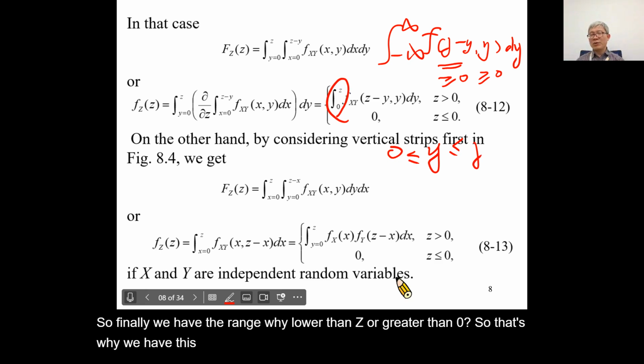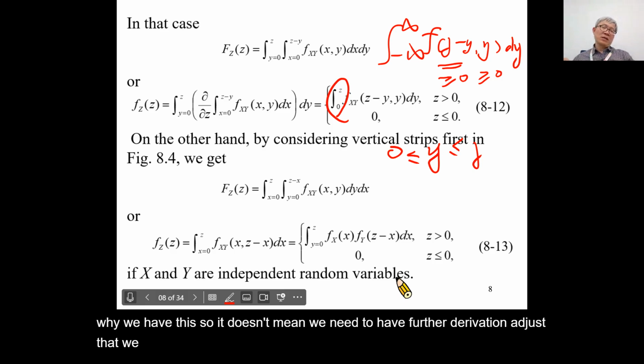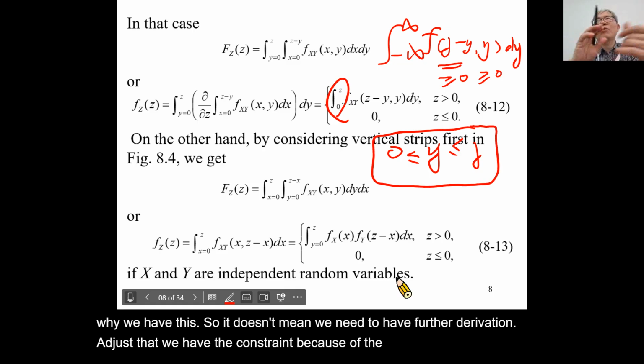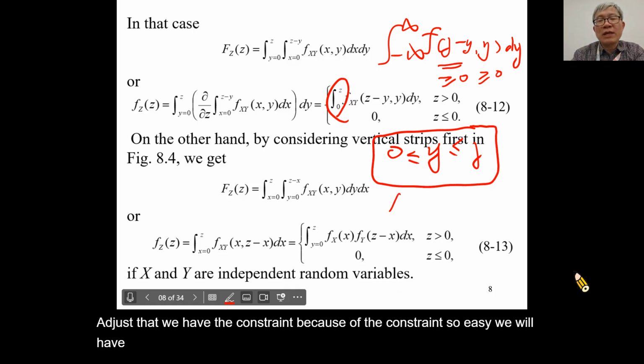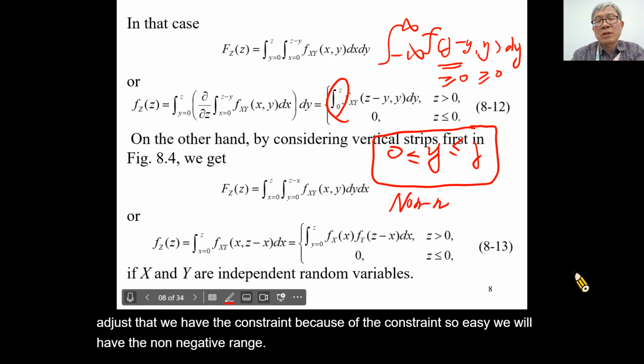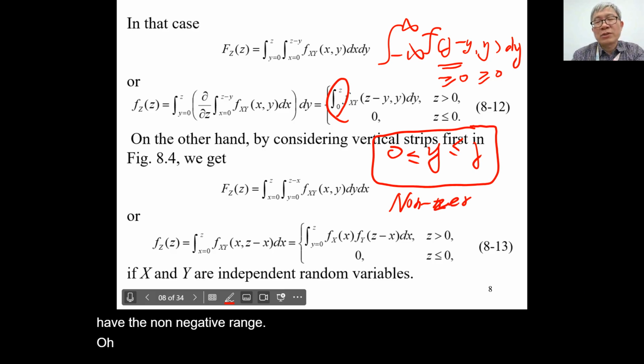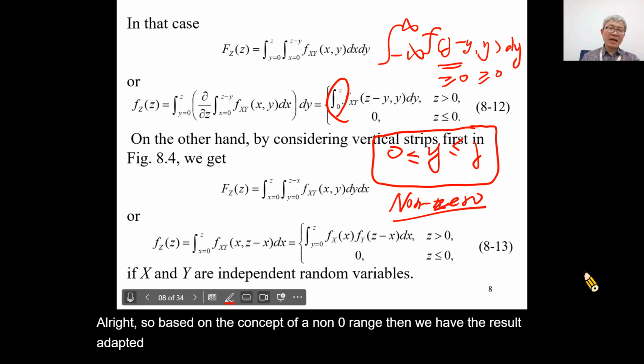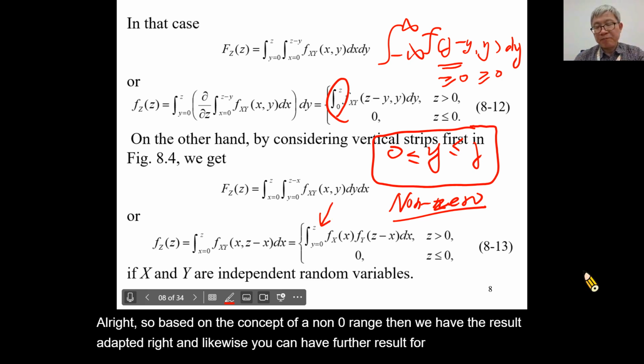It doesn't mean we need to have the further derivation. I just want you to see that you have the constraint. Because of the constraint, we will have the non-zero range. So based on the concept of a non-zero range, we have the result, and that's it. And likewise, you can have the result for the alternative form. Same.